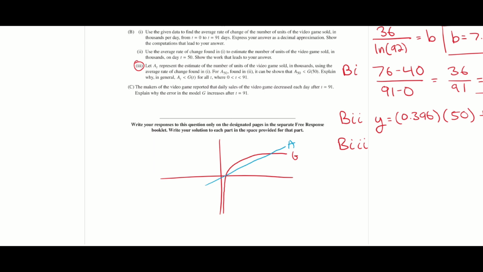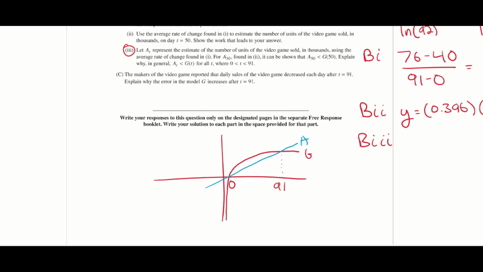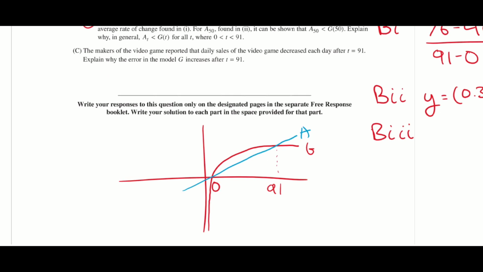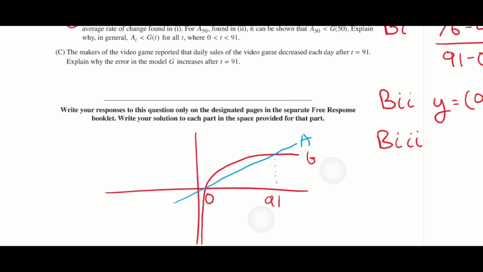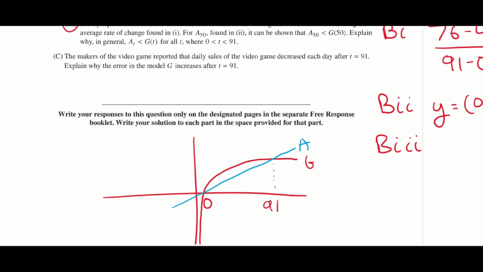And explain why in general A of t is less than G of t between 0 and 91. So let's say this is 0, and this part right here is 91. So it's asking why A is less. Based on the graph that we just drew, we can see that your logarithm function is concave down, and because of that your average rate of change would underestimate your actual graph. So your actual graph G is overestimating your average rate of change you found, so A is underestimating, which is why A of t is less than G of t between 0 and 91.